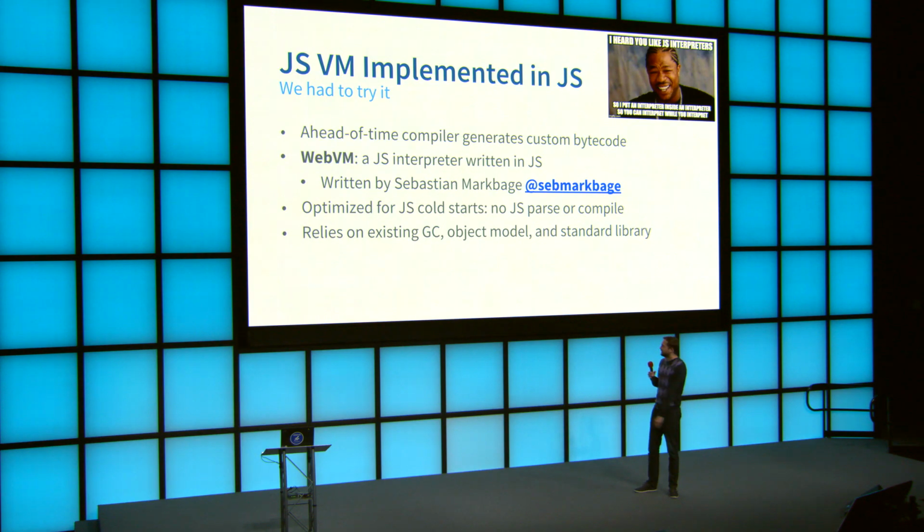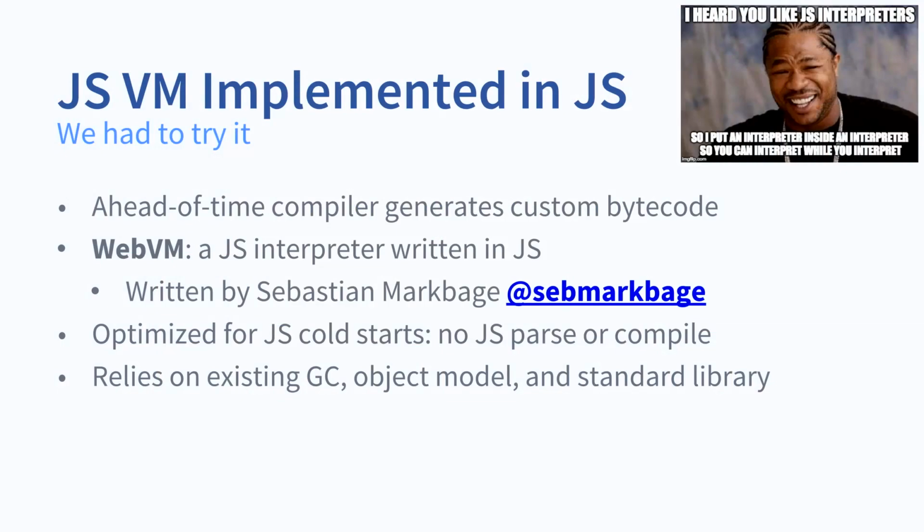This is an old image macro, and basically what we did was we tried to build an interpreter in JavaScript and serve it a custom bytecode that's generated ahead of time. So this allows us to relax some of the semantics of JavaScript and allows us to apply some optimizations ahead of time. But it's basically a JavaScript interpreter written in JavaScript. It was written as an experiment by a developer named Sebastian Markovich, who works for Facebook. It was kind of an unusual experiment, I must admit, but we had some interesting learnings from it.